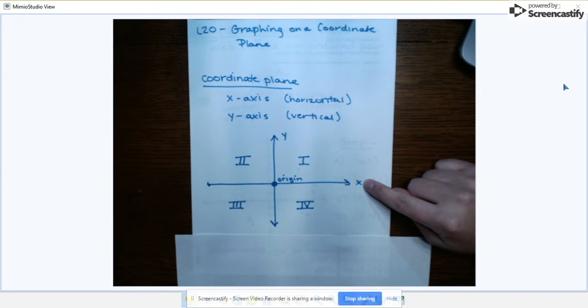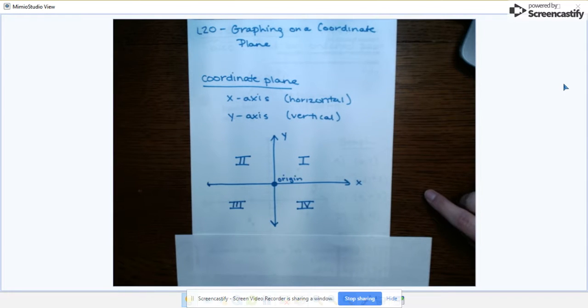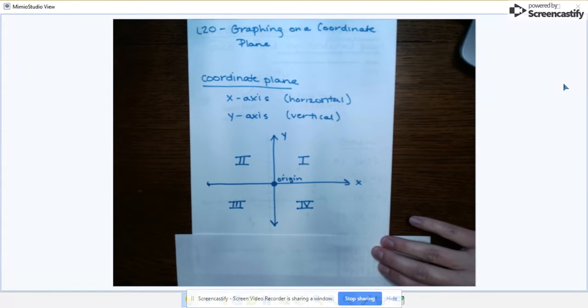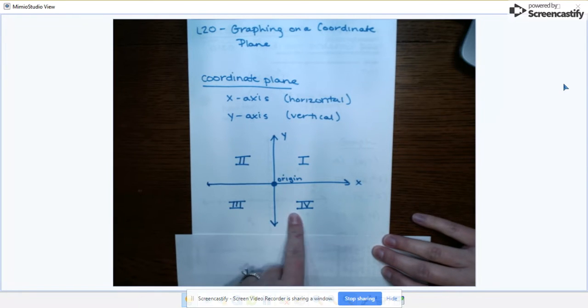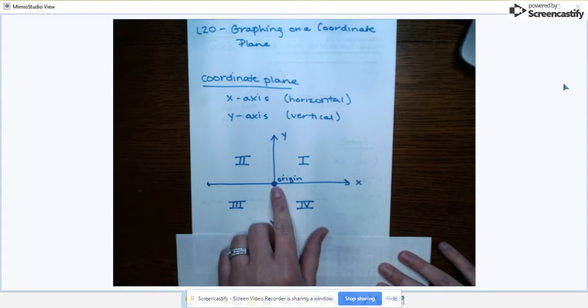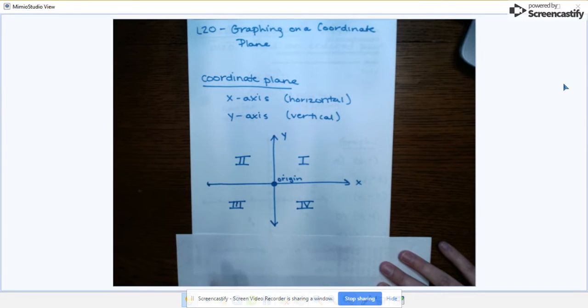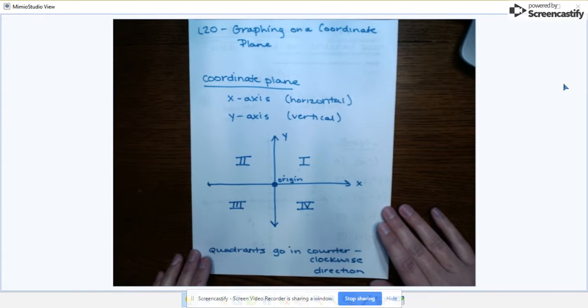Horizontal axis x, vertical axis y, and then I've labeled each corner with a Roman numeral, and these are what we call quadrants, hence four of them. So we start in our upper right hand corner and then go counterclockwise, so quadrant 1, 2, 3, and 4. And then another key point to point out would be the origin, and that's where the x and the y axes cross. Okay, so there's your coordinate plane with your quadrants.